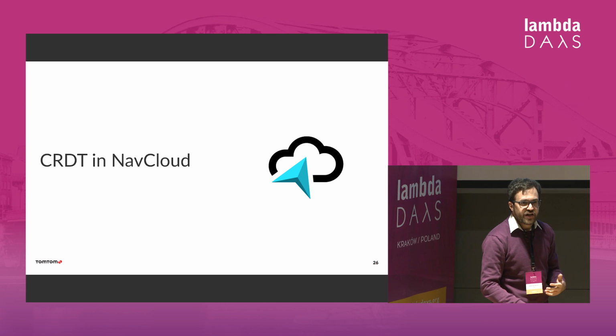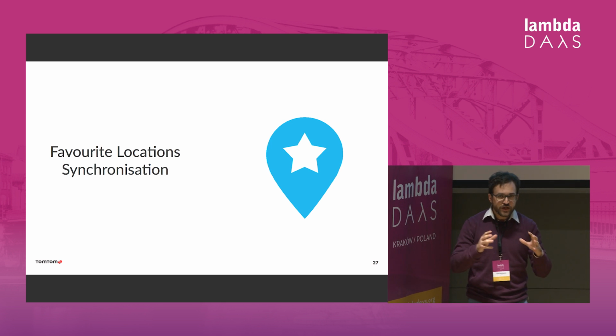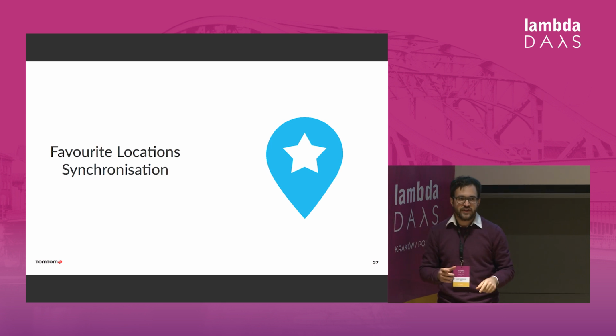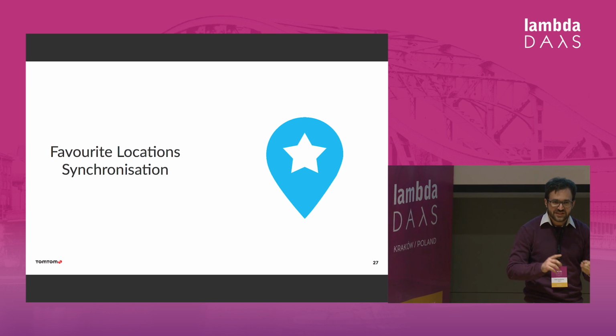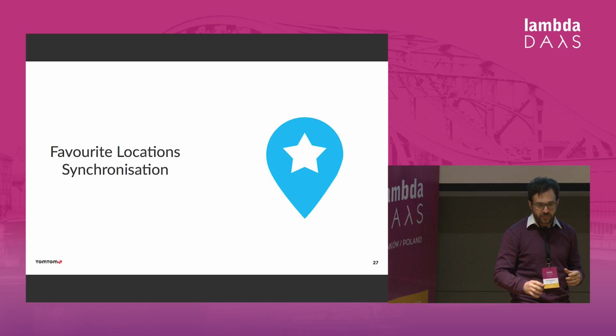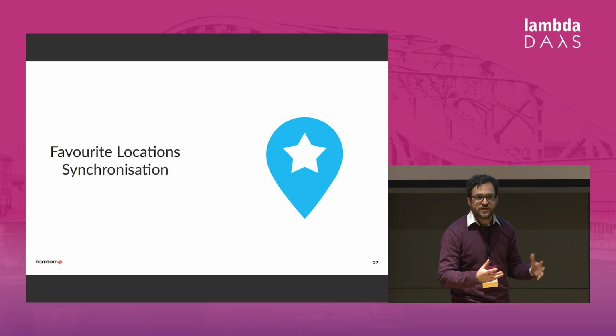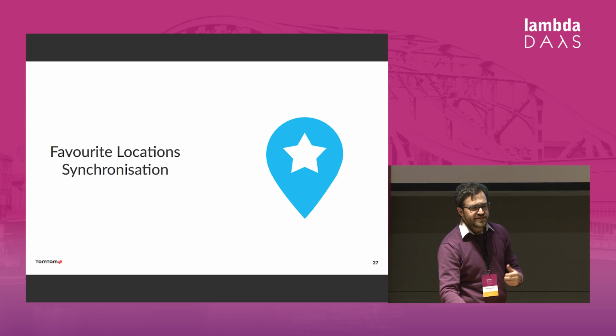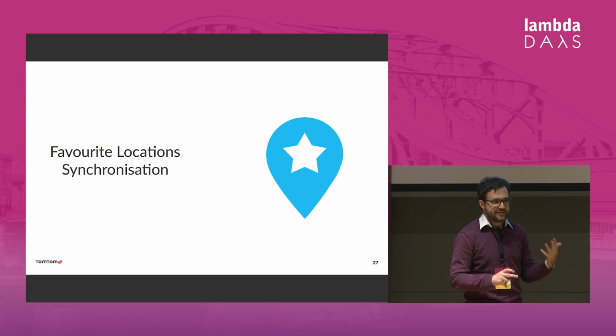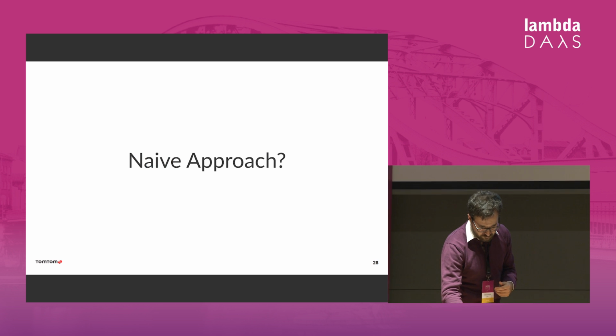One of them is synchronizing the favorite location. So you may go somewhere, you like it, you mark it as a favorite. And regardless of which device you use or whether you have a connection or not, you want this to propagate seamlessly. And you want to have a list of the favorites regardless of where you set them. A favorite has different attributes like name, longitude, latitude, address, etc.